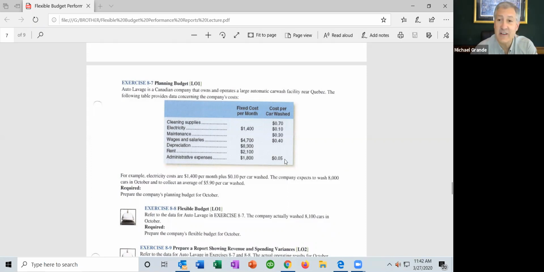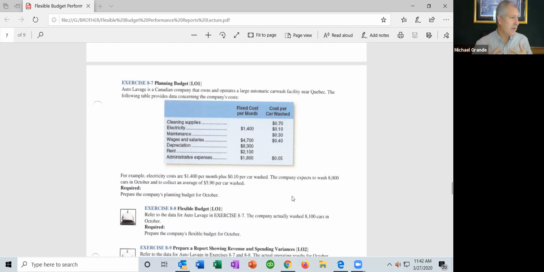Administrative expenses, again, is a mixed cost, $1,800 per month plus 5 cents a car. Those are the cost formulas. It goes on to say, the company expects to wash 8,000 cars. That's the estimated level of activity. And to collect an average of $5.90 per car. That's the revenue per car.